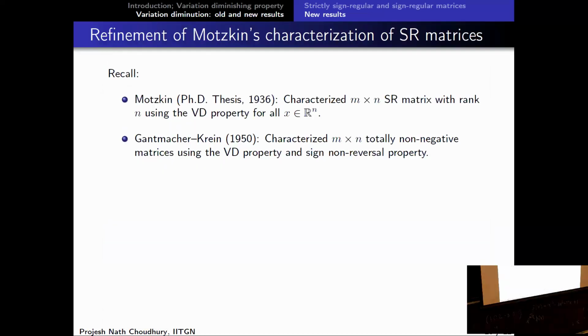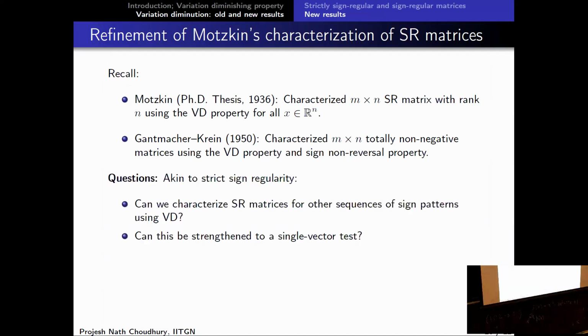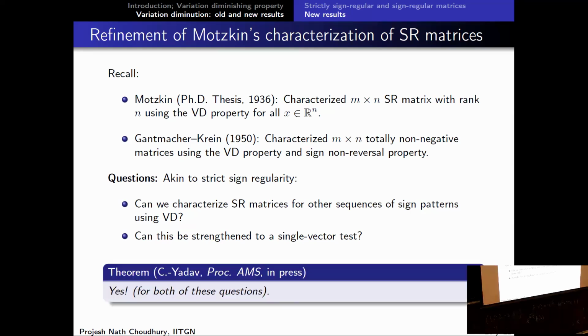So that is a question. Now the question is, similar to the strictly signed regular matrices, can you characterize signed regular matrices for other sequences of sign patterns? And the next question is, can we strengthen this result using a single test paper? And the answer is yes for both of these questions. In the same paper, we are able to answer this question. That is, if you take any sign regular matrices of any particular sign pattern, that can be characterized.